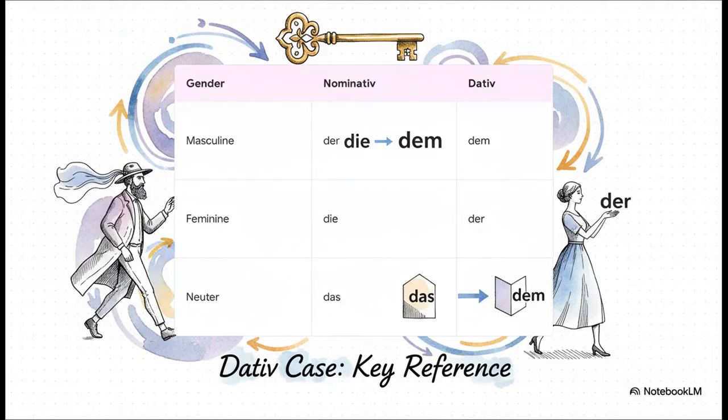All right, now for the articles. As you can see right here in the dative case, everything changes. Masculine der and neuter das both become dem. And here's the really tricky one you have to watch out for. Feminine die actually becomes der. This little table is going to be your best friend.